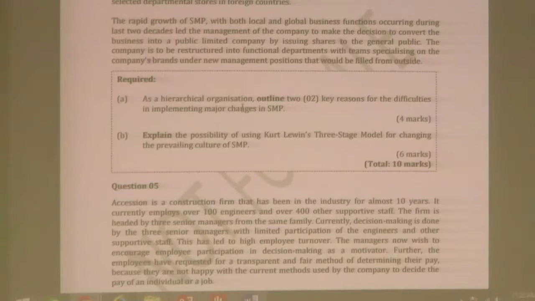Then comes: as a hierarchical organization, outline two key reasons why it is difficult to implement major change management. Change management will definitely follow the three-stage model: unfreeze, change, refreeze. The three-step model. If change management was tested, Lewin's three-step model is a very prominent area.